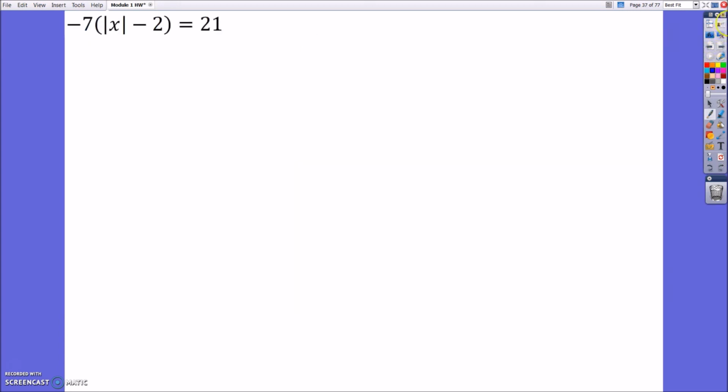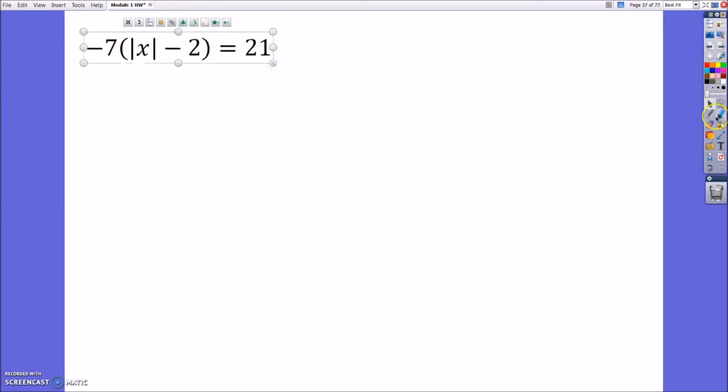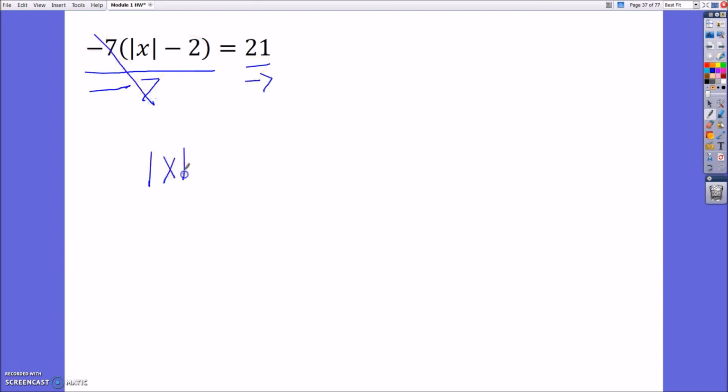Let's look at one with an absolute value. This one's a little different than what we've seen, but it'll give us an idea of what's to come. First, I want to divide both sides by negative 7. That's going to make these cancel. I'm going to be left with the absolute value of x minus 2 is equal to negative 3. Now all I'm going to do is add 2 on both sides to get the absolute value of x is equal to negative 1.